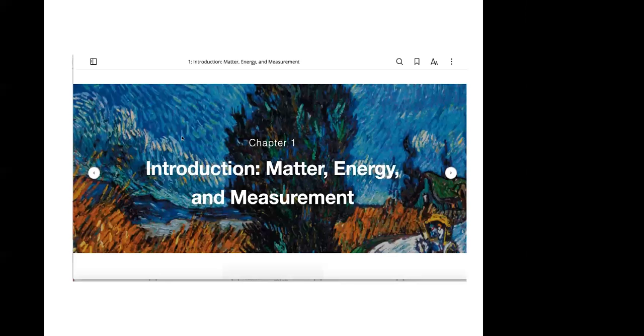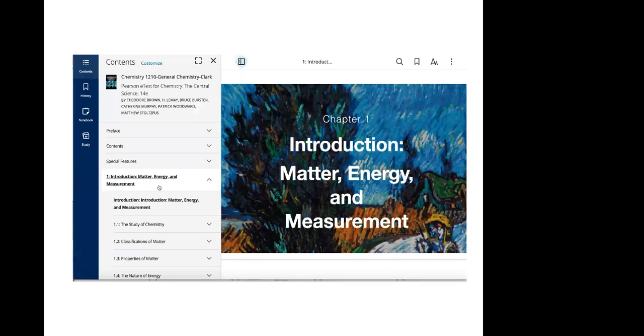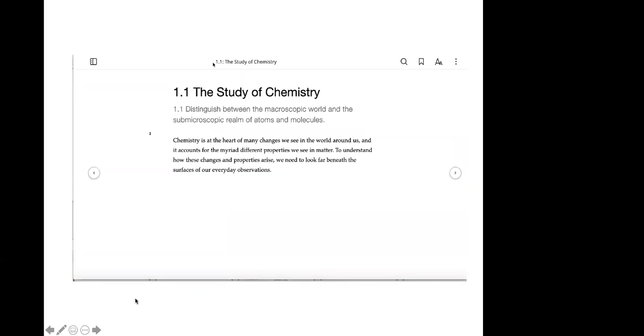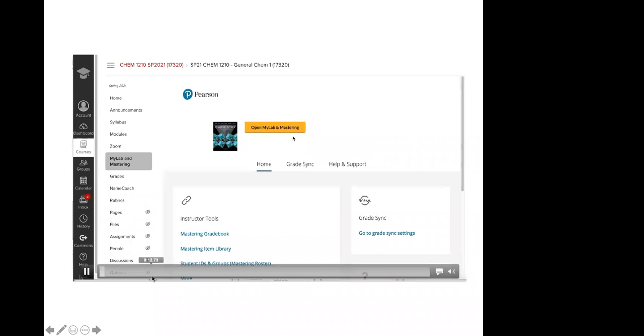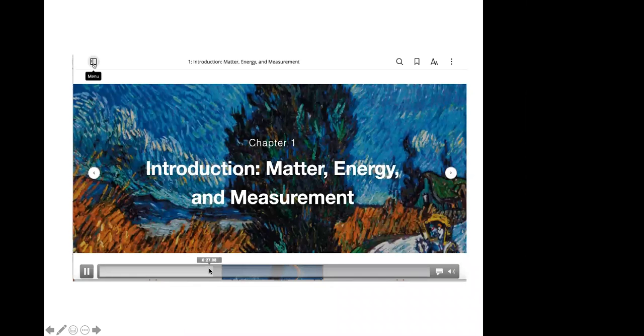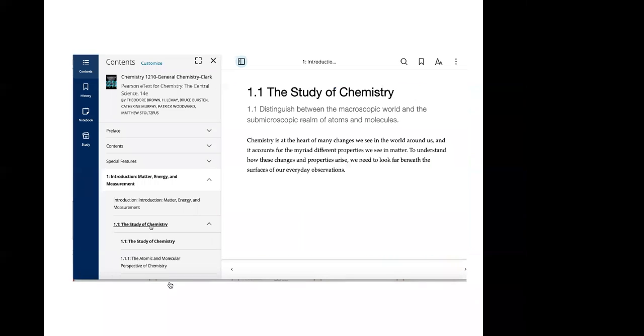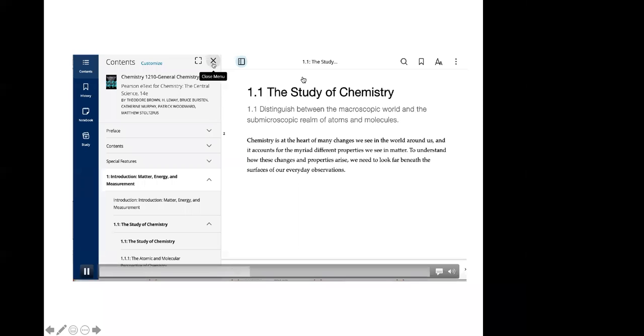Sometimes mastering is pretty fickle with the browser that you're using. Now within the eText on the left-hand side, there's a menu, so you can pull down what section you want to go to. Now each of these, you find that when you're in a particular section, right at the start, it lists what the learning objectives are.